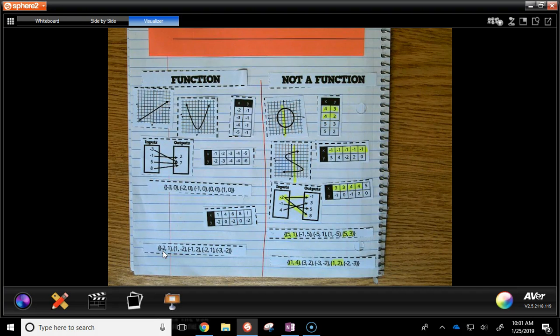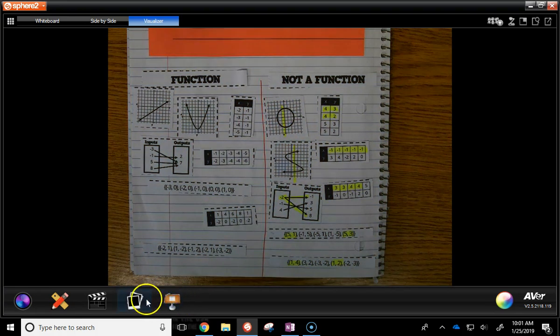Up here, I only have an input of -1, and it had 5 different answers. Cannot have that. 3 and 4 both had 2 answers for their output. Cannot do that. 5, 1, 5, 3. My x, my input, had 2 answers. Not a function. 1, 4, 1, 2. My input had 2 answers. Cannot have that. That was our biggest goal from yesterday, was remembering that a function can only have an input going to one output.